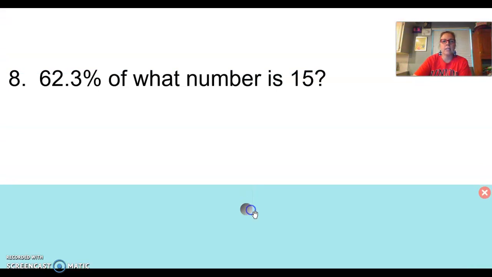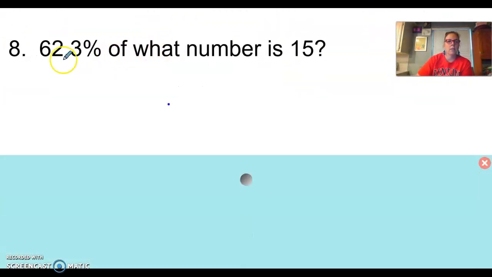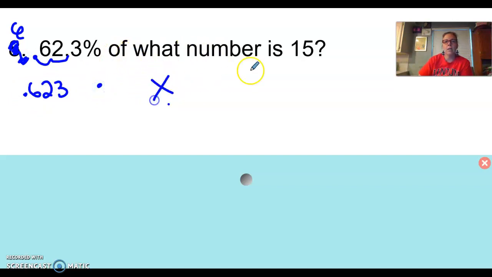All right, next one, 62.3% of what number? So what number are we really on here? 6. Okay, so we need to move our decimal 2 places to the left. So 0.623 of, so that's multiplication. What number is 15? You can just bring them straight down. So again, it's just a one-step equation.